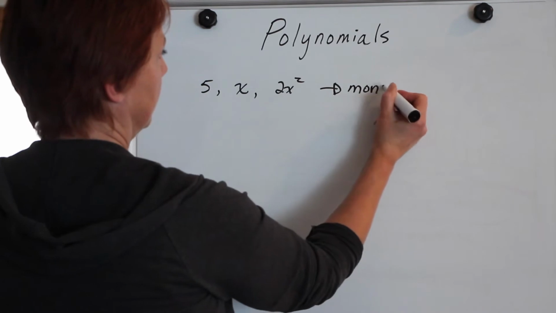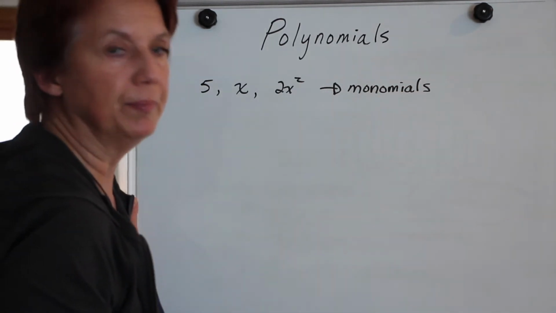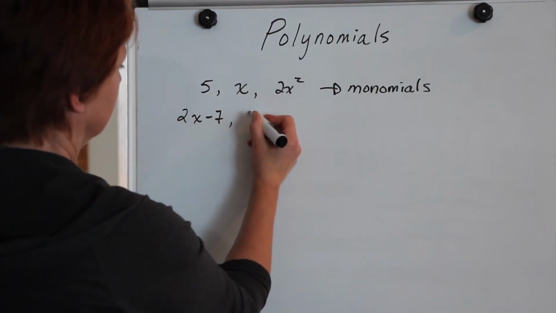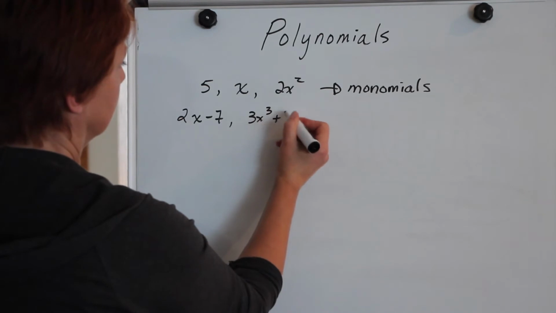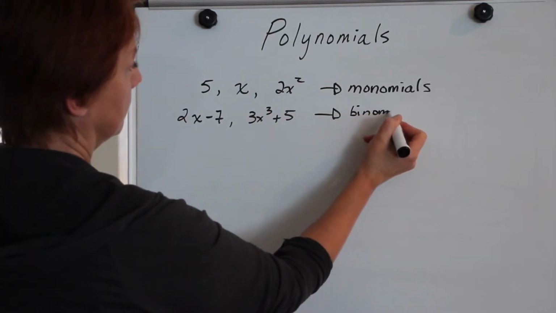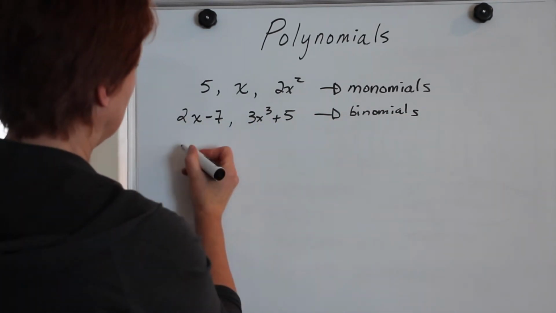These are monomials because they're a single term. These are binomials because they are 2 terms, okay?